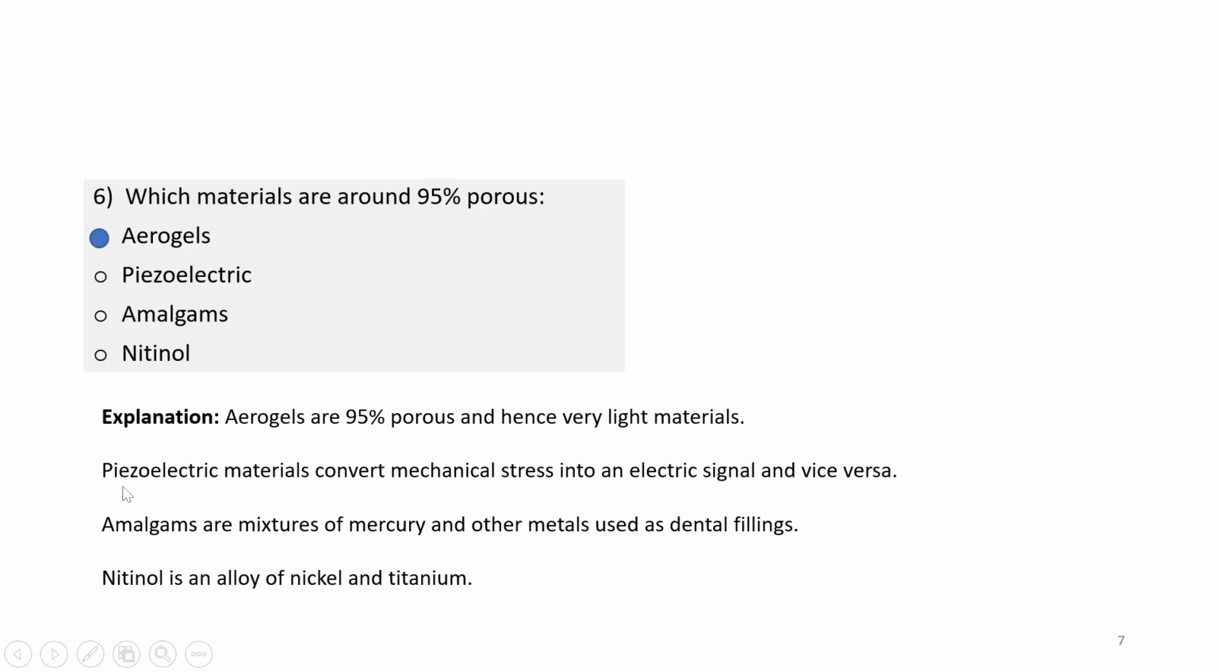Next is piezoelectric materials. These are materials which convert mechanical stress into electric signal, or these can also convert voltage into mechanical strain. Amalgams are mixtures of mercury and other metals which are used as dental fillings. Nitinol is the alloy of nickel and titanium. It is a smart one of the shape memory alloys.